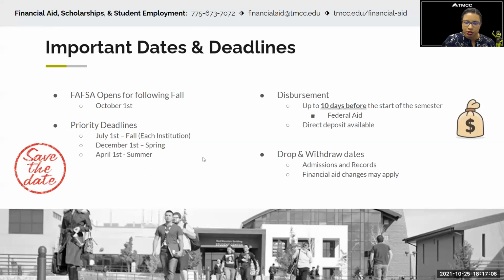So it really just depends on the school, how they award their aid, but a lot of schools do go on a first come, first served basis. The priority deadlines are different for each institution, but for us, if you're attending in fall, it's July 1st. If you're attending in spring, it's December 1st. And if you're attending summer, it's April 1st.